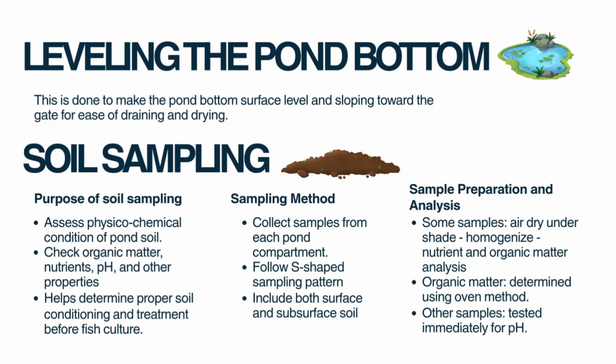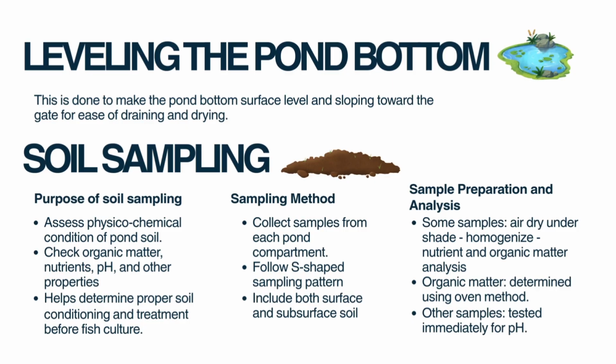The purpose of soil sampling is to assess the physico-chemical condition of pond soil, to check organic matter, nutrients, pH, and other properties. It also helps in determining the proper soil conditioning and treatment before fish culture. Then, how do we take the sample of the soil? We will collect samples from each pond compartment by following the S-shaped sampling pattern and must include both the surface and the subsurface soil.